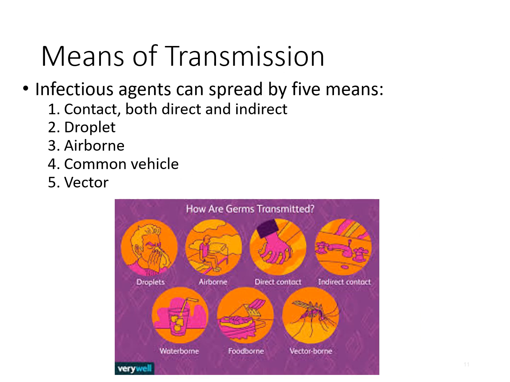So, means or modes of transmission. We will talk about each of these in the next couple of slides, but they can be spread by 5 different means. The first one is contact, either direct or indirect, then droplet, airborne, common vehicle, or vector.